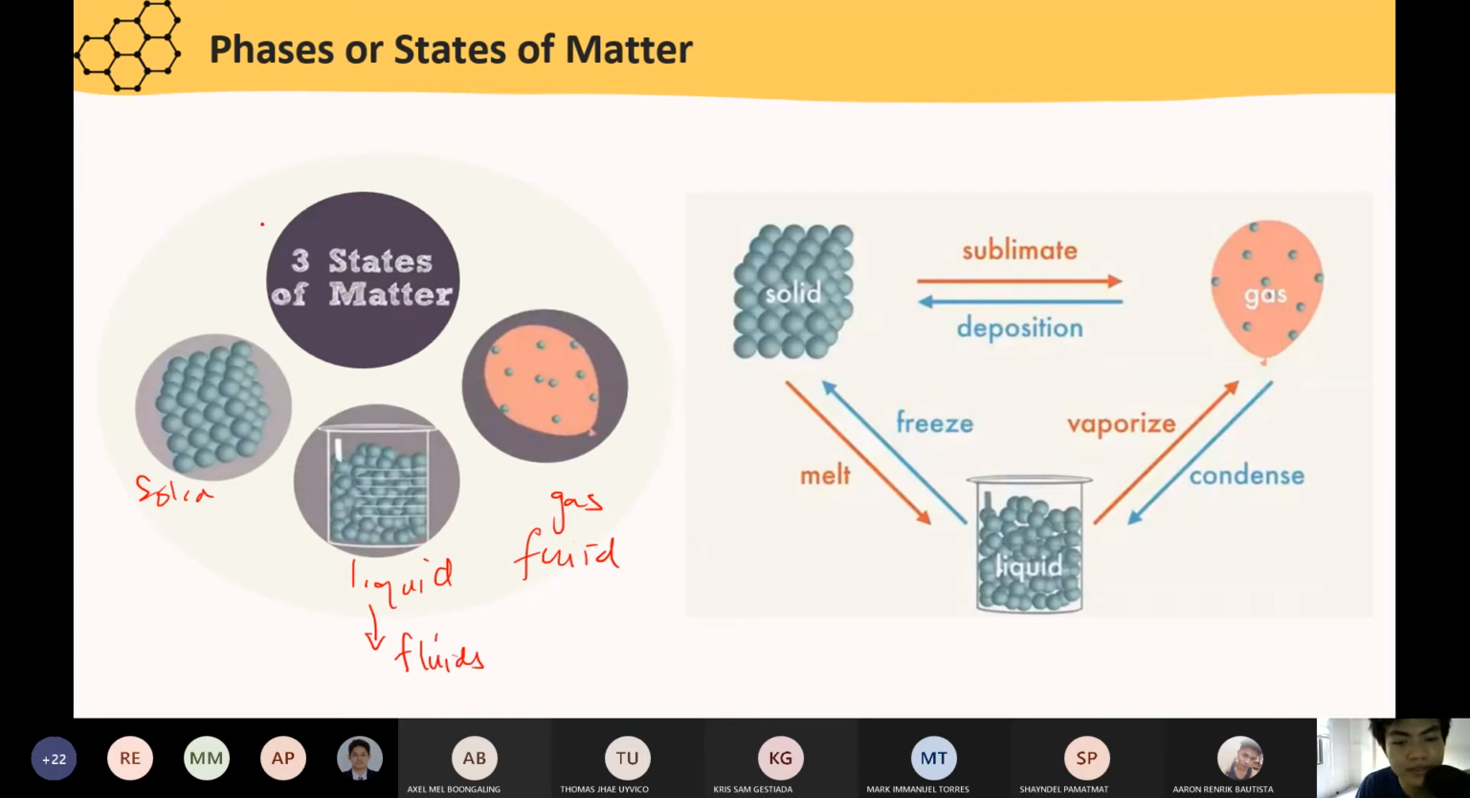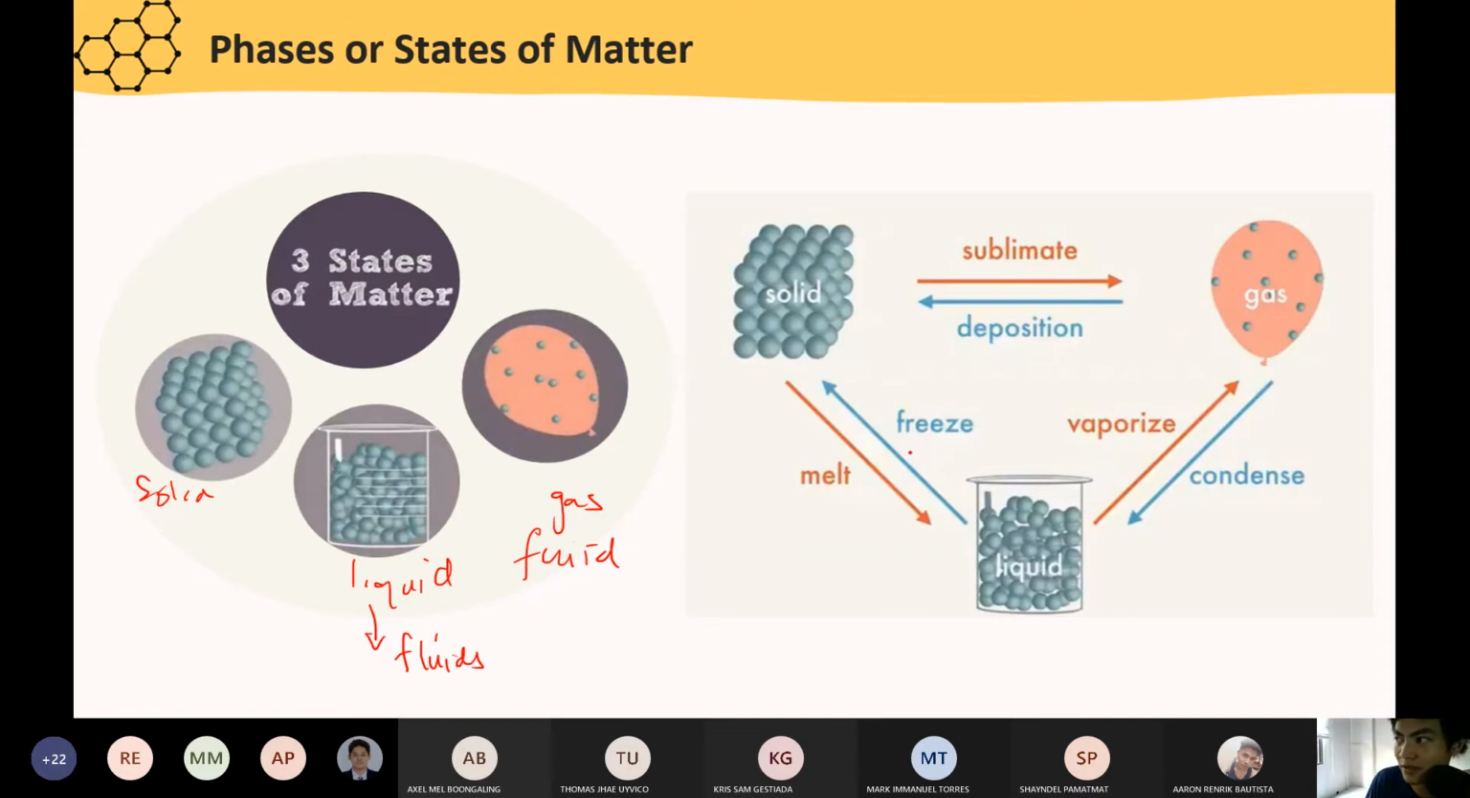Again, the main difference between the three is that the distance of the particles, no? The more you separate the particles, the more chances for them to be in the liquid and the gas form. Okay? And as they transition, we can have different transition names na for them. Okay? Ayan, as they transition from one phase to another, may tawag doon.